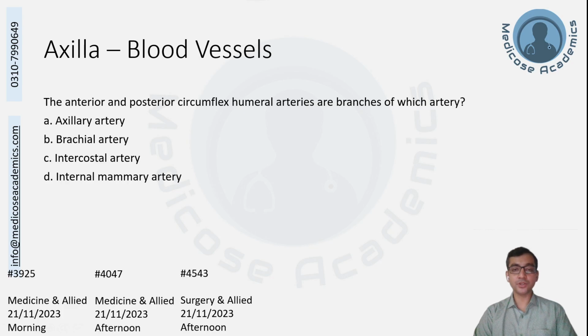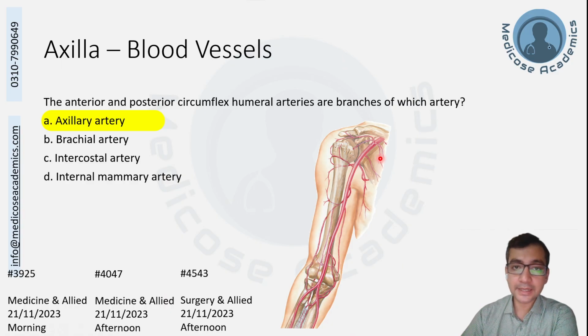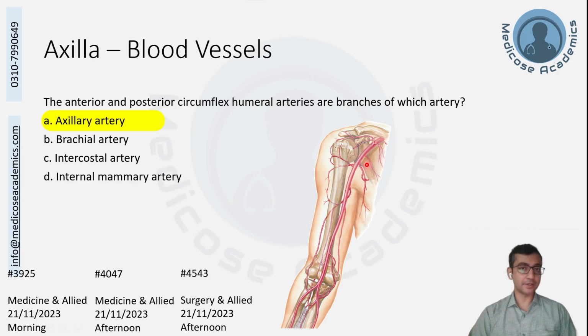The anterior and posterior circumflex humeral artery are branches of... You can see it has been asked a number of times, and these are branches of axillary artery. By the way, you should be very fluent with the branches of the axillary artery. So this is the axillary artery. The first part gives superior thoracic. The second part gives rise to the thoracoacromial and lateral thoracic. The third part gives rise to anterior and posterior circumflex humeral and subscapular arteries.